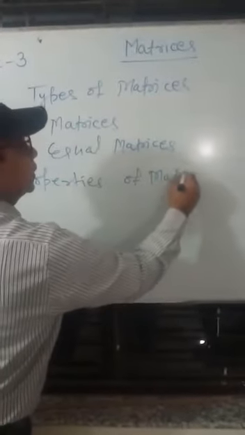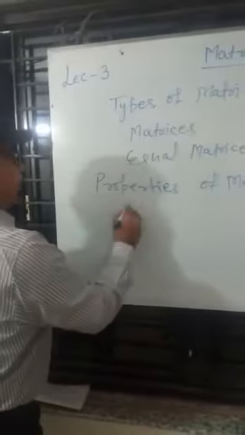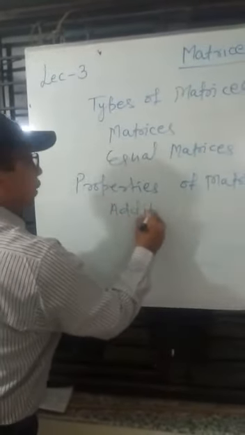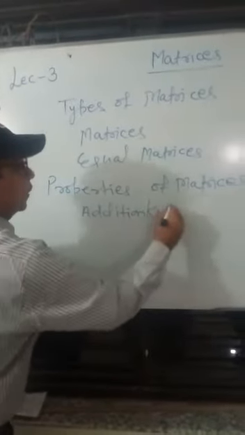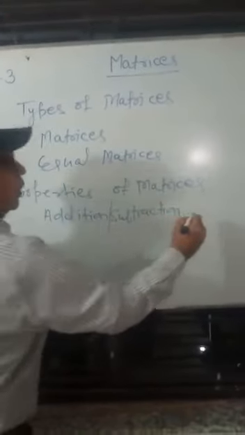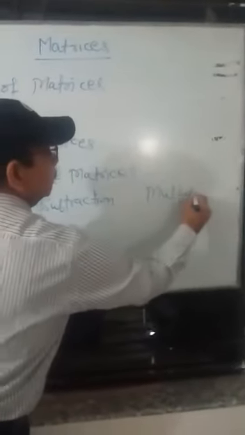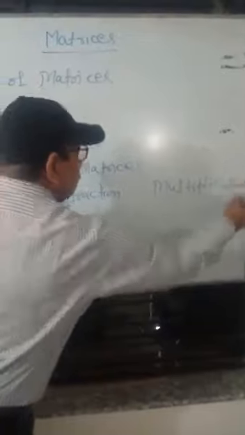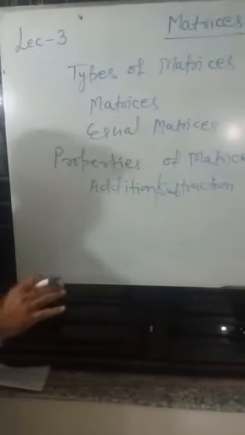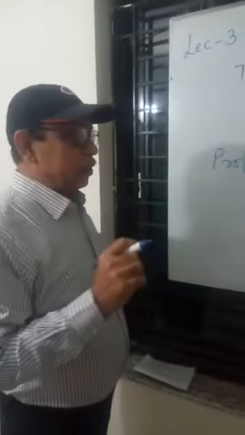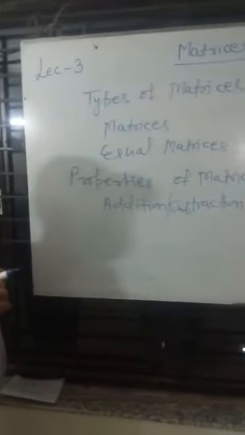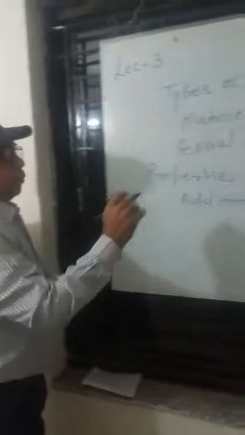Properties of matrices, in which addition or subtraction, multiplication. Already you learned in the previous class, you added the matrices of the same order, but in the case of multiplication of the matrices, the column of the first matrix is equal to the row of the second matrix. You follow the properties of matrices in these two operations.